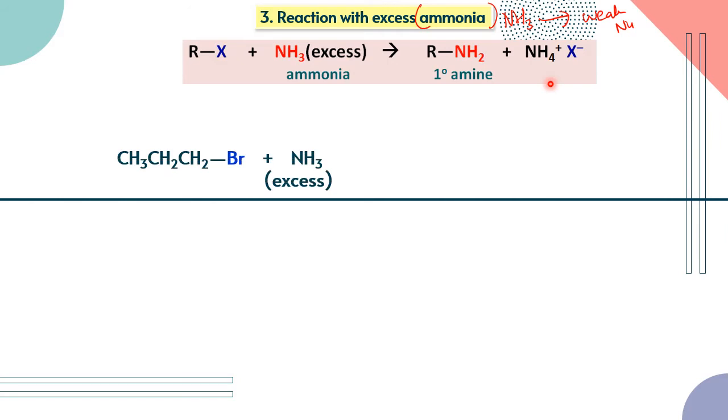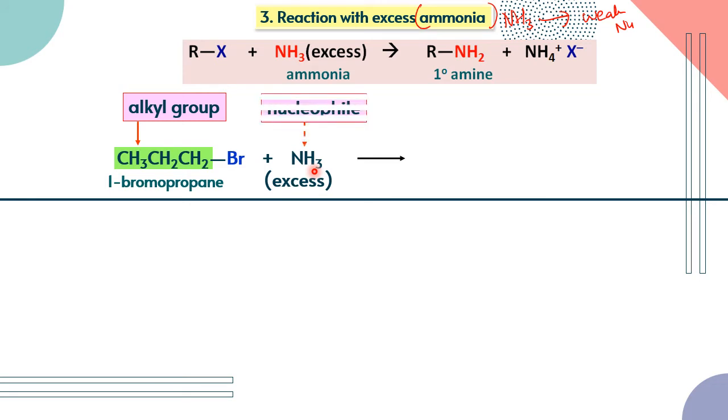So for example, CH3CH2CH2Br. This is our haloalkane, reacting with excess ammonia. This is the alkyl group, so we have 1-bromopropane. To write down the product, you will write down first the alkyl group. Oh, before that, this is our nucleophile. So ammonia is the nucleophile.